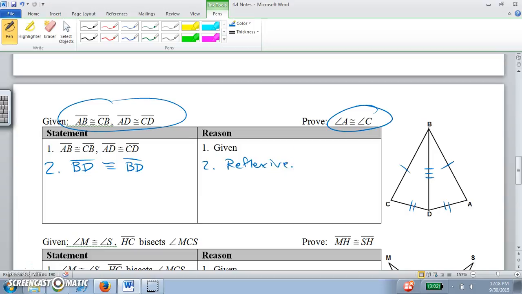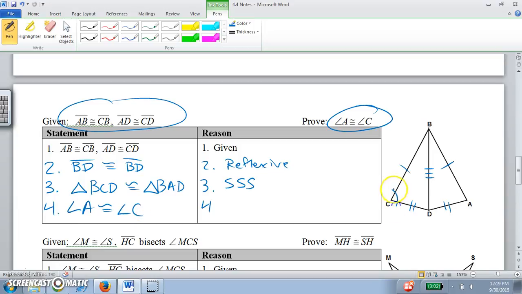Okay, reflexive. So now I've got three sides congruent for these two triangles. So I can say triangle BCD congruent to triangle BAD because of side, side, side. I'm trying to prove that angle A is congruent to angle C. Well, since angle A and angle C match up on these two triangles that we just showed were congruent, we can say these are congruent because corresponding parts of congruent triangles are congruent.